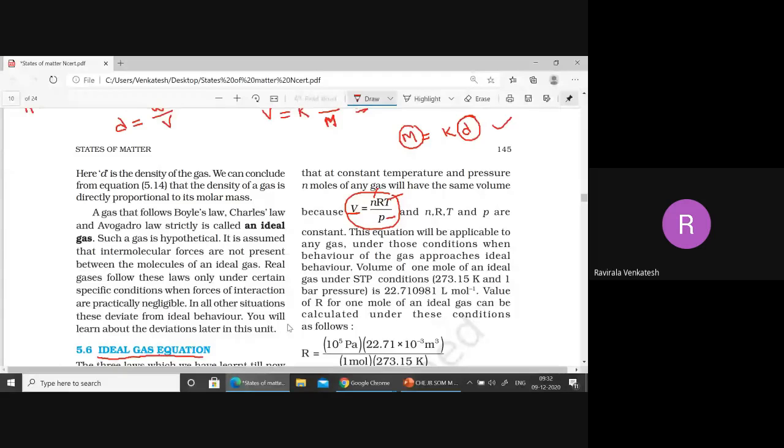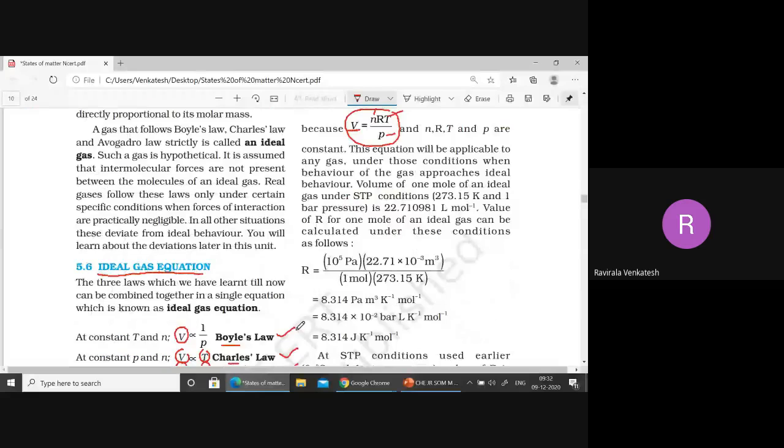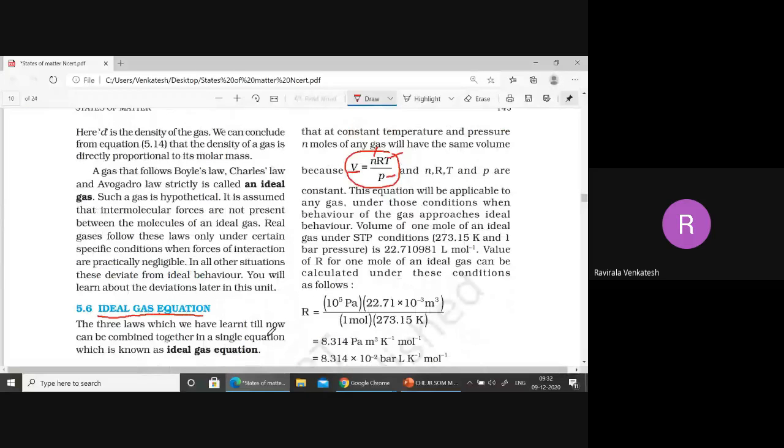So this equation can be applicable to any gas. Not only hydrogen or helium, you can take any gas. This is called the ideal gas equation. It is useful for any type of gases. Therefore, it is called the ideal gas equation, useful for all types of gases here.